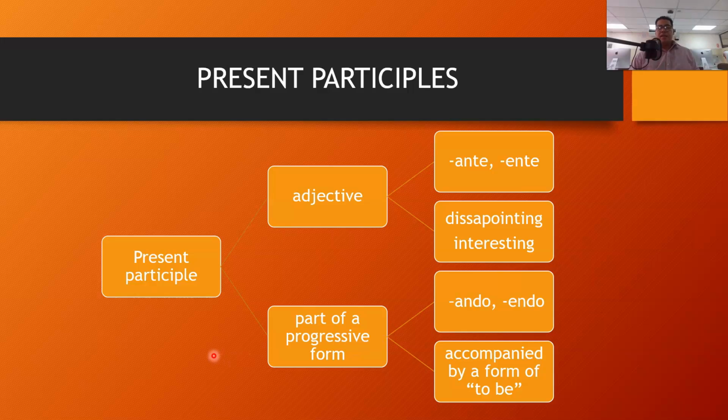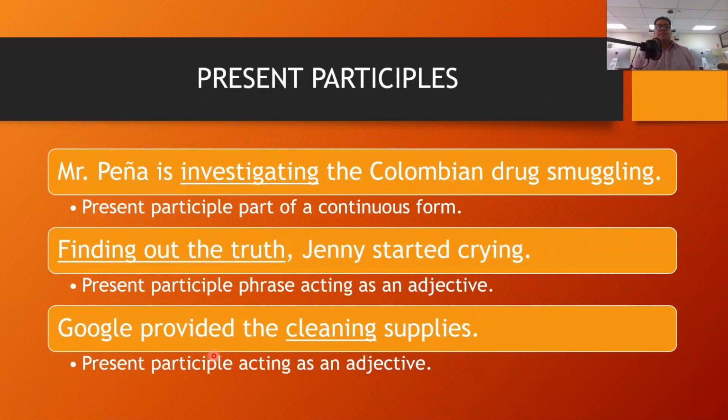Now, let me show you some examples. Mr. Peña is investigating the Colombian drug smuggling. El señor Peña está investigando el contrabando de drogas colombiano. ¿Sí? What happens if I try to use ir? El señor Peña está investigar el contrabando de drogas colombiano. That doesn't make sense. Está investigar.